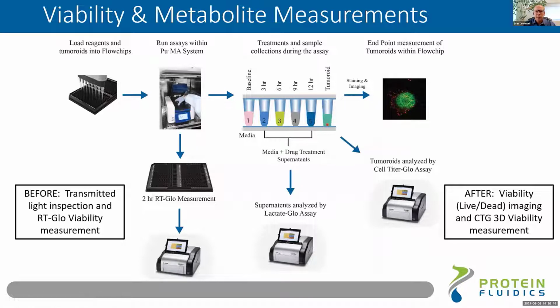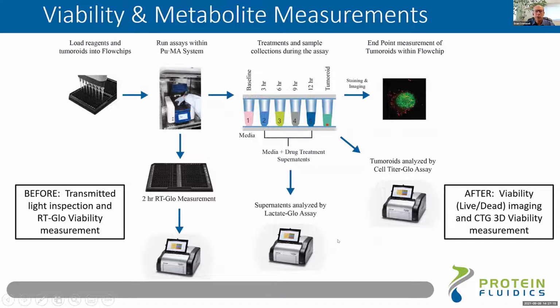So from this concept of doing multifunctional profiling, here we're taking tumoroids loaded into our plate, and we can do a variety of measurements before and after the assay. Before, we can do transmitted light inspection, just to look for phenotypes of the different tumoroids. We've also used the real-time glow viability measurements. I'll show some data from that, because ultimately we'd like to do normalization of the number of cells in the well before you begin your assay.